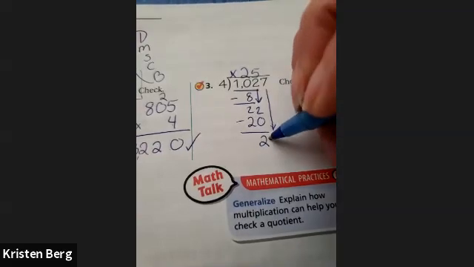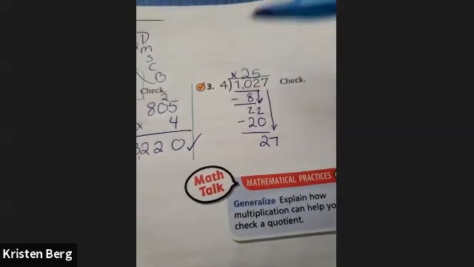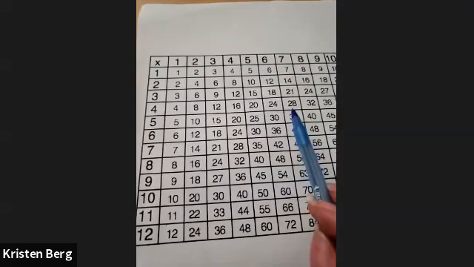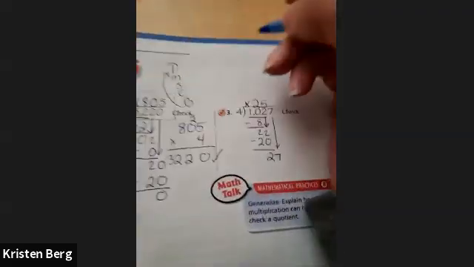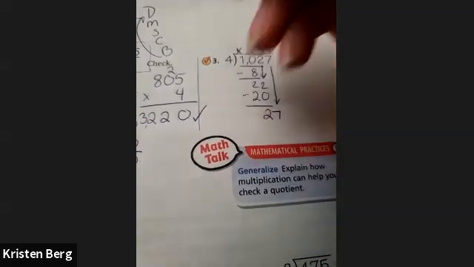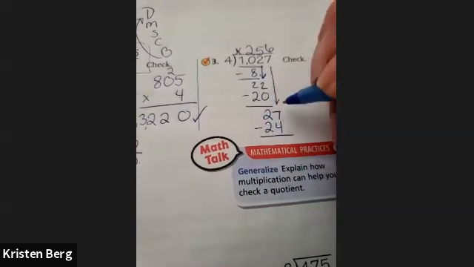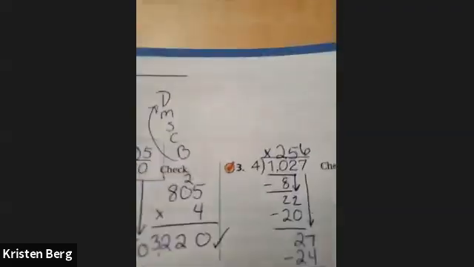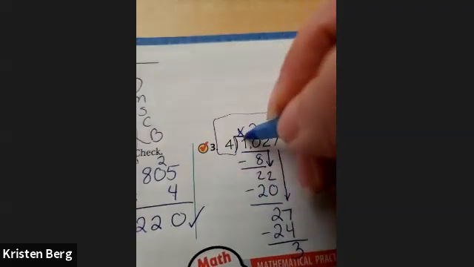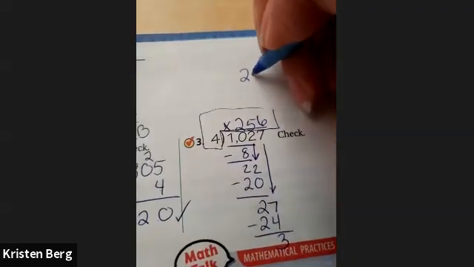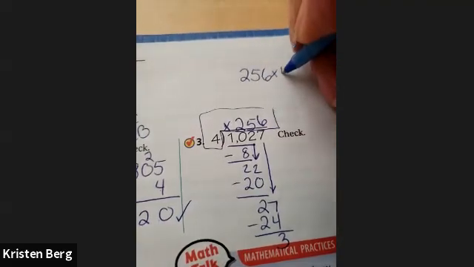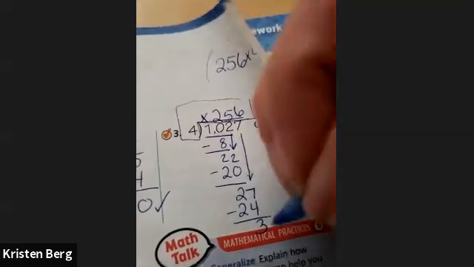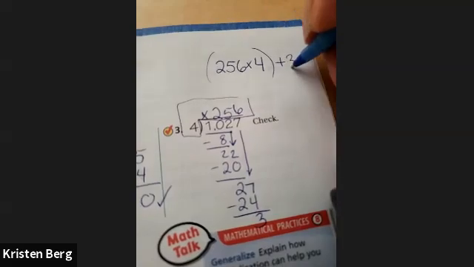So then you bring down your next number, which is a 7. Now, how many 4s will get as close to 27 without going over 27? 7 is going over, so it goes in 6 times. 6 times 4 is 24 with, oh, we got a remainder now with 3 remaining. So again, in order to check this, you would do 256 times the divisor, which is 4. And we would do that first. And then when we are done, we add in our remainder, which is a plus 3.